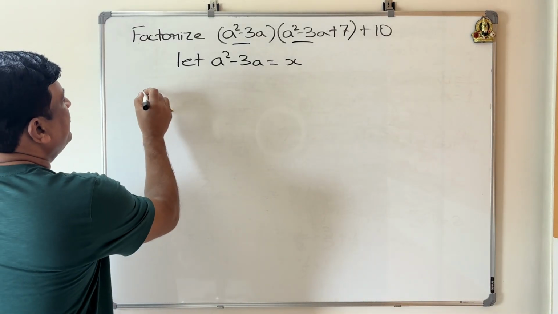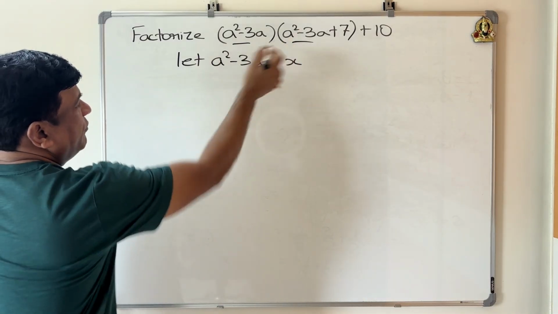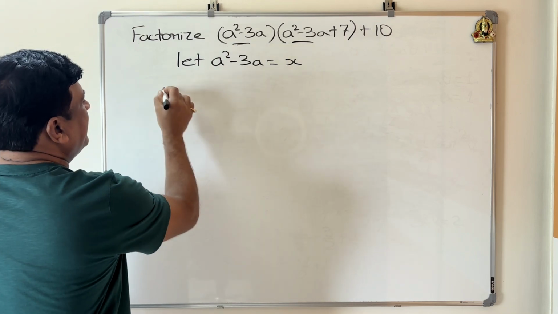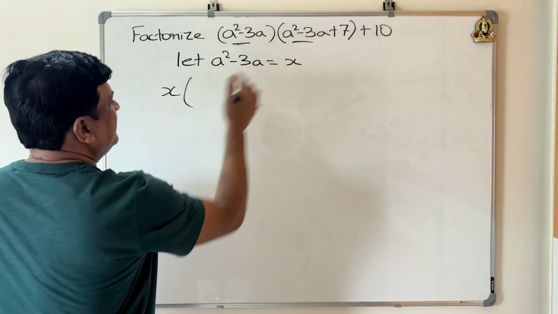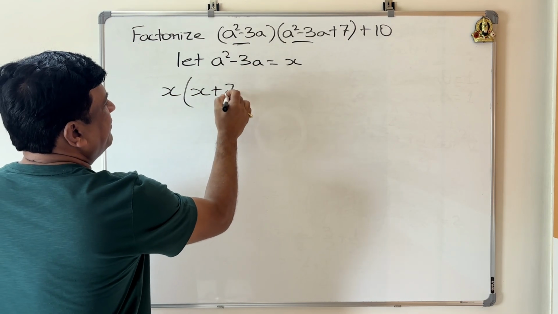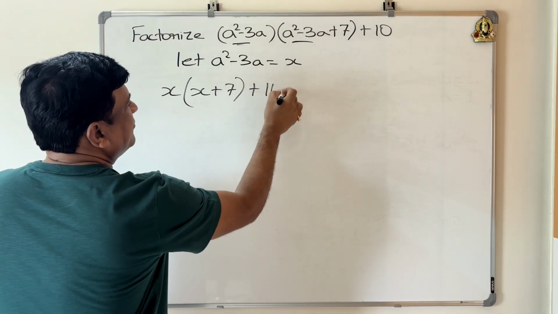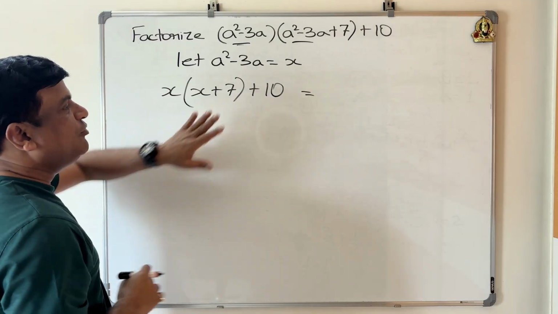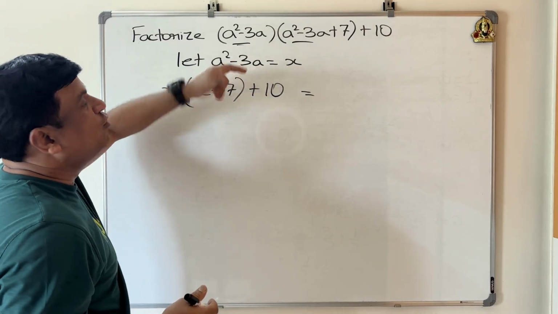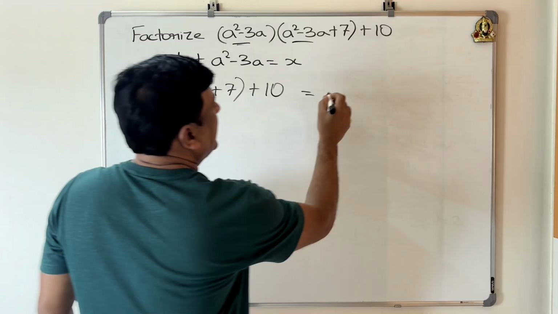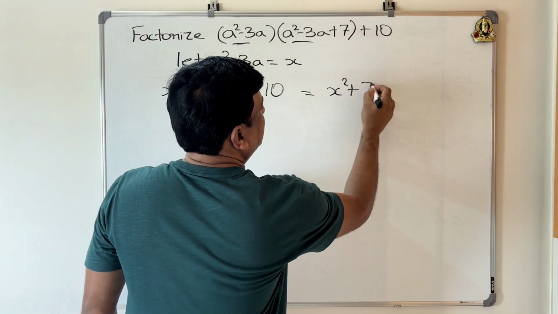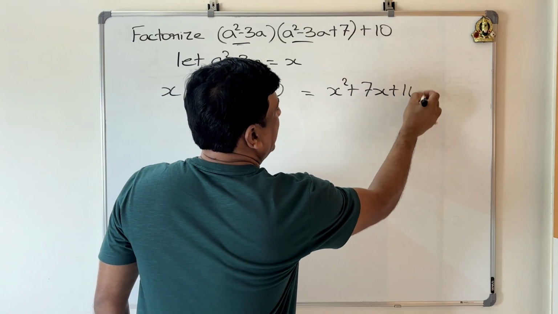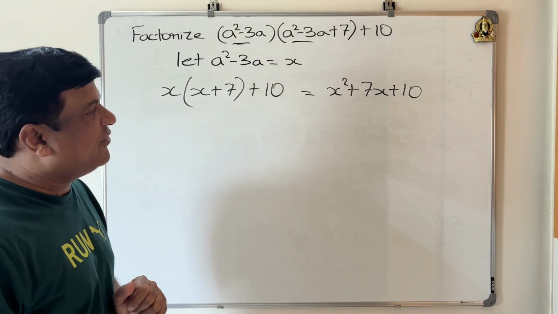So what does the expression become now? This is x times (x plus 7) plus 10. So this is the expression. Now when you open this one up, because you need to create a quadratic equation to factorize it, it becomes x square plus 7x plus 10. You should be able to go ahead and factorize this one.